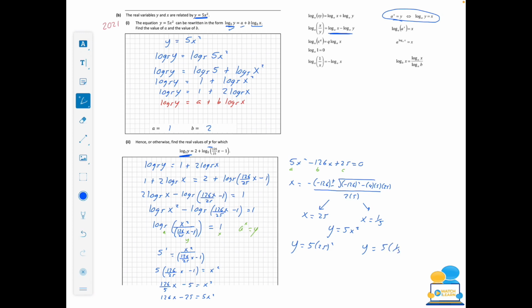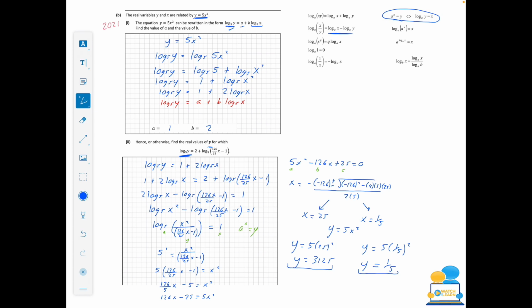Okay, so I'm just going to do that. So y is equal to 5 by 25 to be squared, or y is equal to 5 by 1/5 to be squared. So here I get out y is equal to 3125, and here I get 5 by 1/5 to be squared. That actually gives me 1/5 as well when I put that into my calculator. Okay, so my two answers then are 3125 and 1/5.